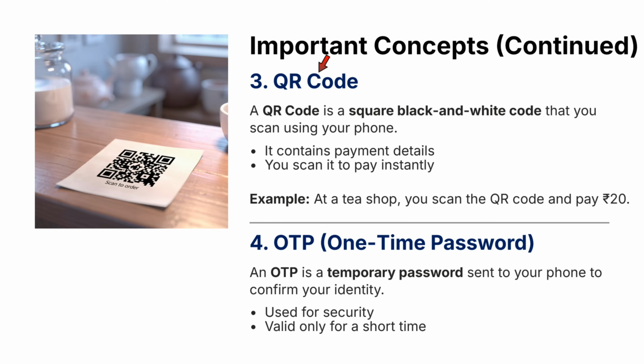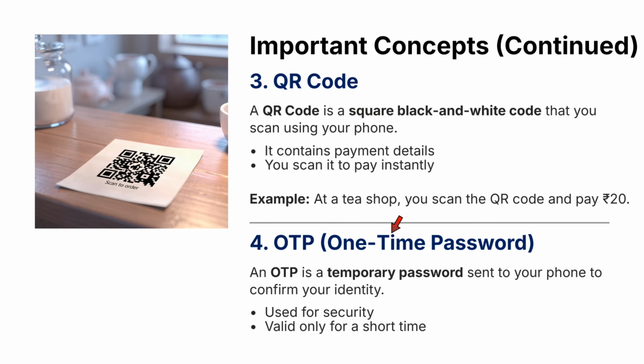Third one, QR code. A QR code is a square black and white code that you scan using your phone. It contains payment details. You scan it to pay instantly. For example, at a tea shop, you scan the QR code to pay 20 rupees.